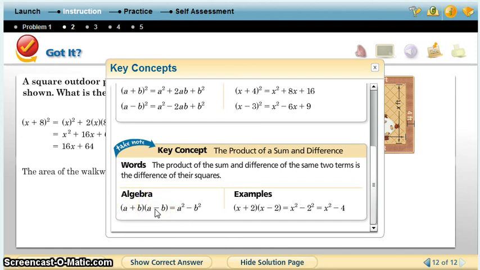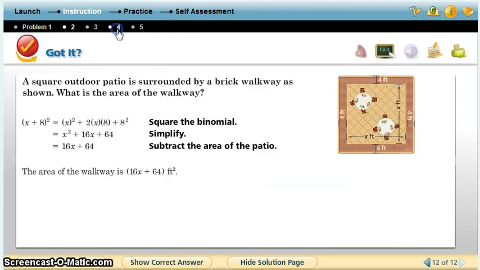And what happens with that is if you were to use the FOIL method, your outer and inner terms actually eliminate each other. So you're just left with the first and the last. So basically you just multiply the A's together, multiply the B's together, and it's a subtraction problem because a negative times a positive is a negative. So just looking at an example here, x times x is x squared, and 2 times negative 2 is negative 4, and that's it. Now the binomials have to be identical, except one's a sum and one's a difference. So let's look at an example of that.